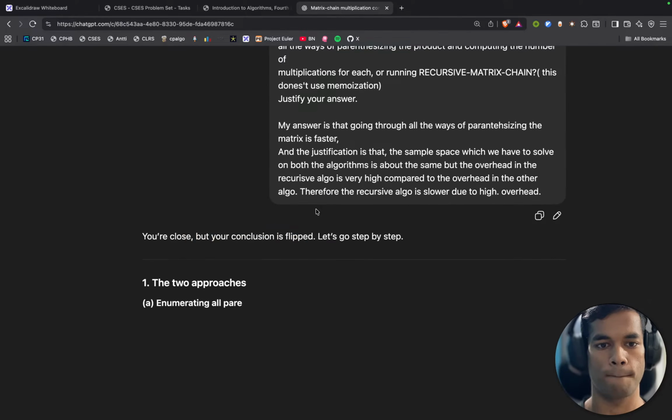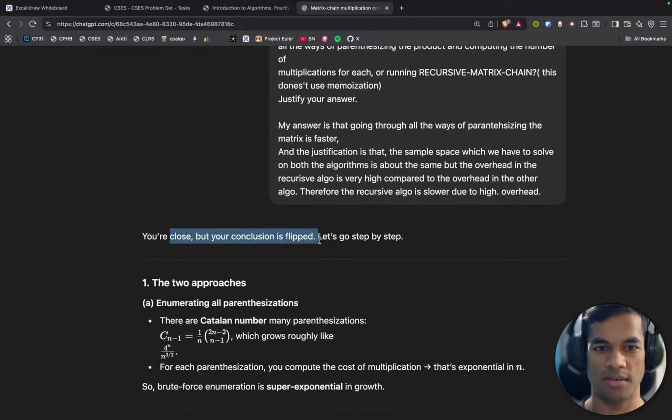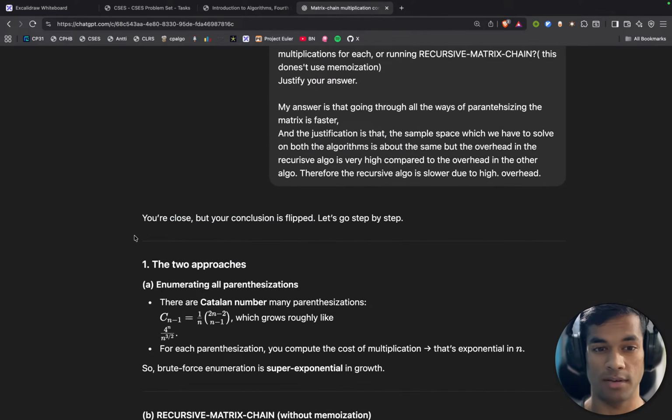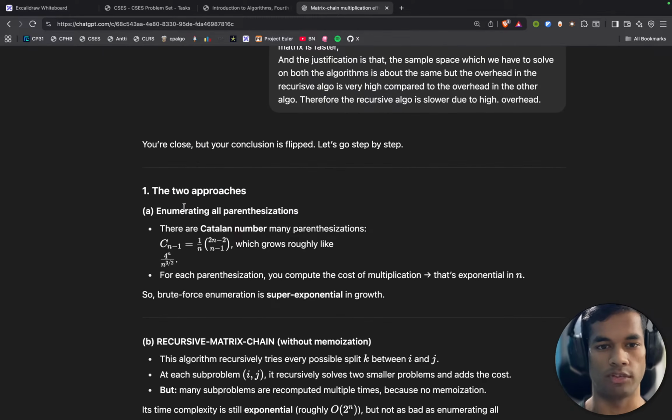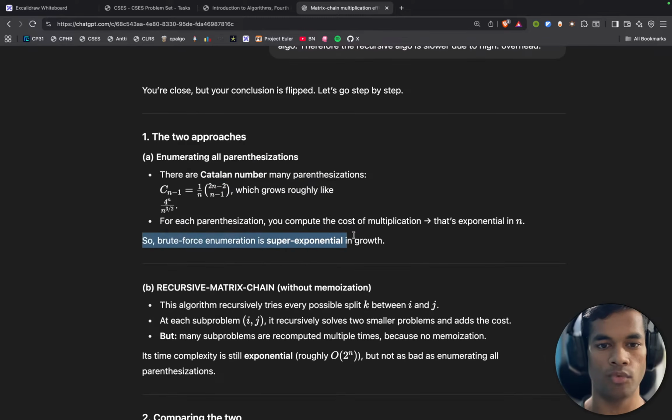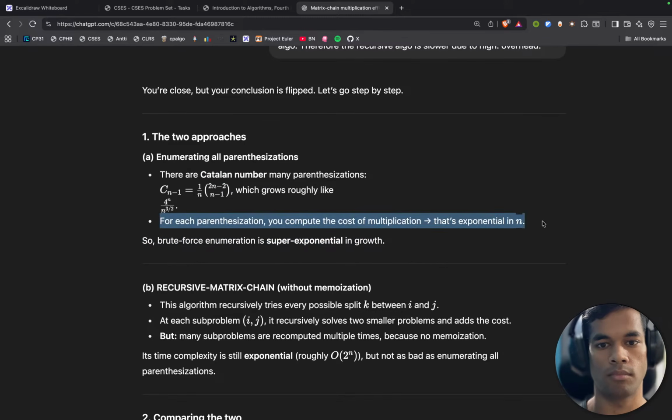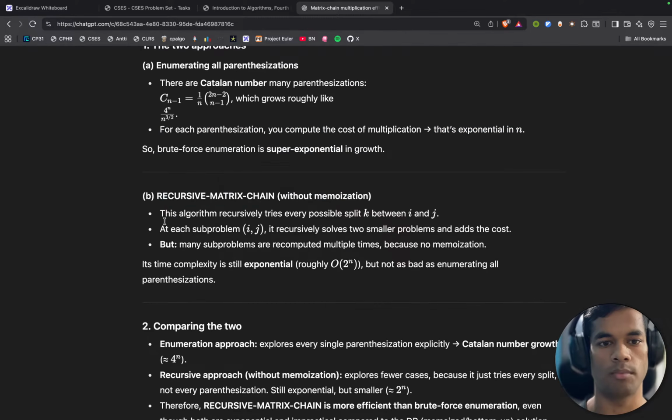You're close. My conclusion is flipped. Let's go step by step. The two approaches: enumerating all ways to parenthesize. I did say Catalan numbers. So brute force enumeration is super exponential. Recursive matrix chain without memoization.